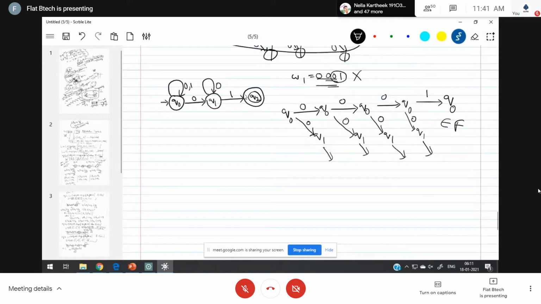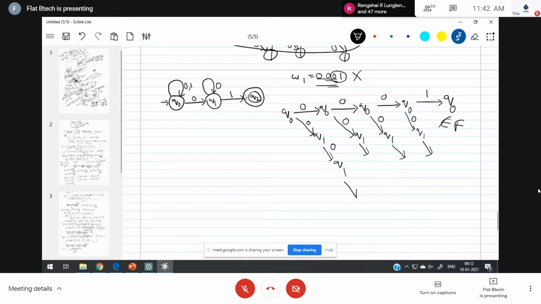Now, let's see. After inserting this self loop 0 here, I'm going to check whether this is going to be accepted or not. So Q naught 0, obviously no need to explain this one. So let me continue. This does not belong to this. Now what about this part? Q1 0, it will be Q1. State is Q1, input symbol is 0, it will be Q1.